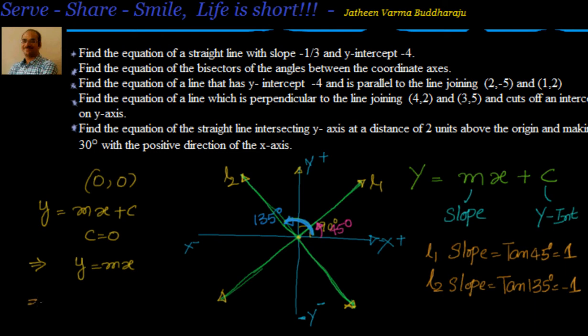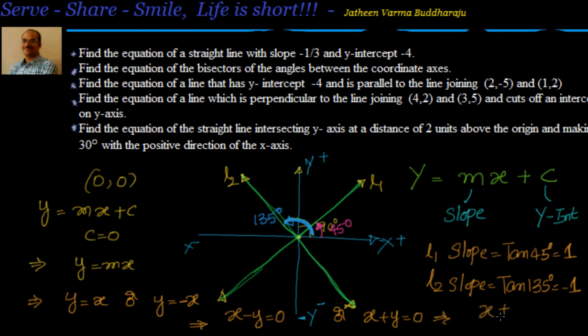So if you substitute that, the equations will be y equal to 1 into x, which is x, or y equal to minus 1 into x, which is minus x. We can say that that's nothing but x minus y equal to 0, or x plus y equal to 0. So we can have two equations, x plus or minus y equal to 0.